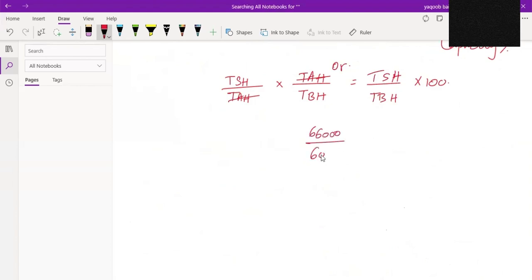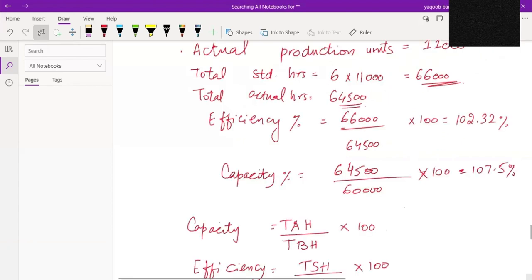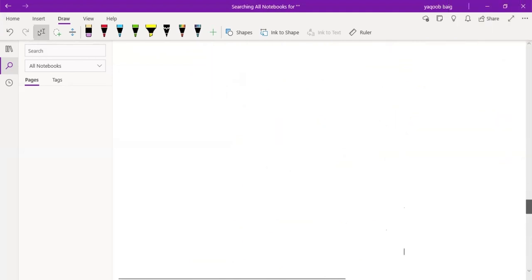66,000 divided by 60,000 into 100 is 110%. So these are the productivity ratios, or productivity volume ratios. This was the whole chapter of labor. We are done with this chapter. Anyone, any question? Okay.